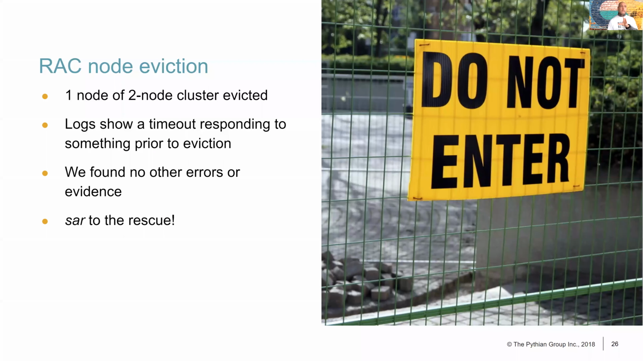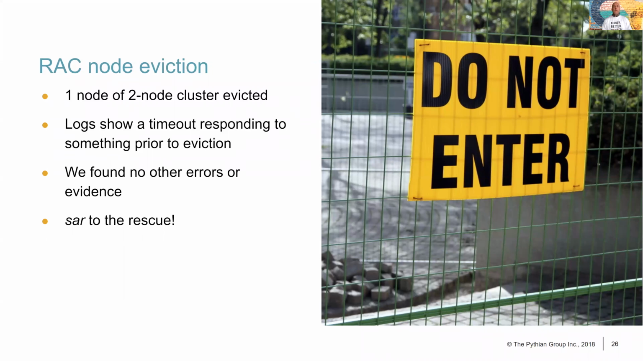So the first case, one RAC node eviction. We had a two node cluster, not a big one, and one node simply got evicted. We saw a timeout in the logs, the typical RAC situation when one process does not reply in time because of whatever the reason, and that is a critical process, and it gets evicted. But there was no evidence of what may have happened, any error messages anywhere, that kind of stuff.